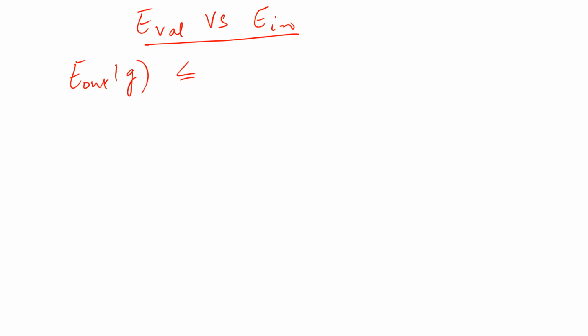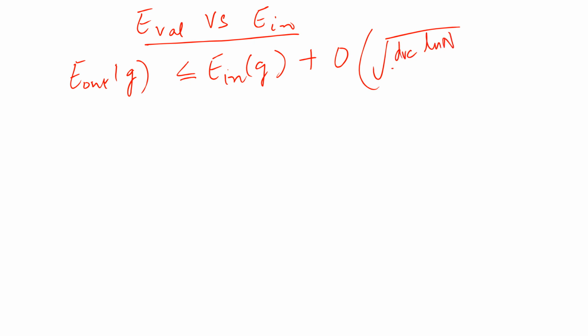So what is this E val versus E in? Let me write it down, E val versus E in. Let's analyze it through the lens of VC theory. We know that E out of G, according to VC theory, is less than E in of G plus some term that's of the order of VC dimension, log n over n, right? And this term depends on the entire hypothesis set.